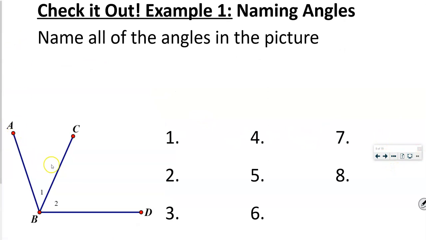So now I'd like you guys to look at this image, and there are 8 different ways to name the 3 angles that we see in this drawing. So go ahead and name them and then come back to me when you're done.